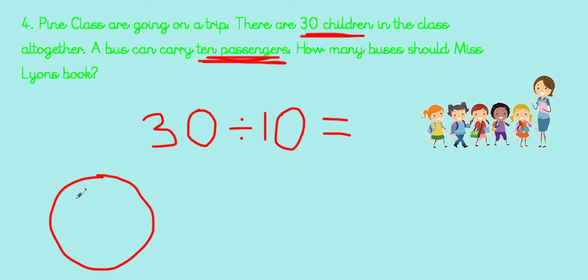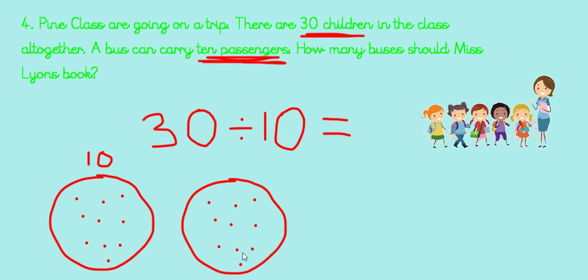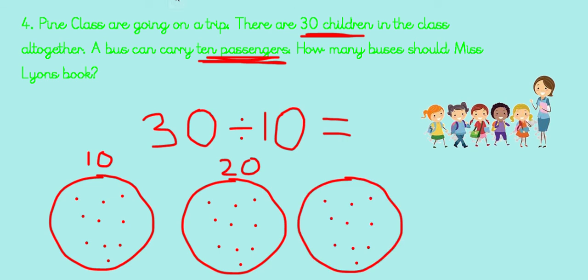Here's my bus. I'm going to put 10 children in there. 1, 2, 3, 4, 5, 6, 7, 8, 9, 10. I've got 10 here. I don't have enough yet, do I, children? Because I need to reach my total of 30. So we're going to need another bus. Here's bus number 2. So now I've got 10, 20 children on buses. I've still got some children left behind. That won't do, will it? We need another bus. So I've got 10, 20, 30 children in buses now.